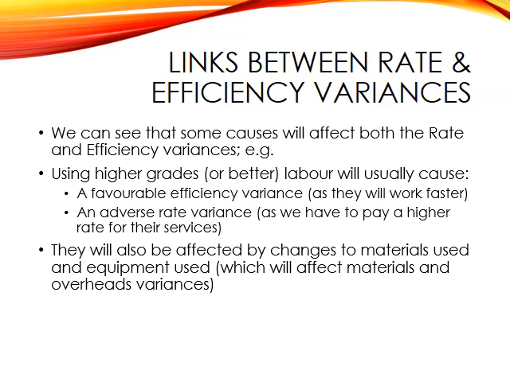Now, our rate and efficiency variances might also be caused by changes to materials used or equipment used. So, for instance, if we improve the materials being used, we will see improvements in efficiency. Likewise with equipment. So there will be links both between different types of labour variances, but also different links between labour efficiency variances and materials and overheads variances.